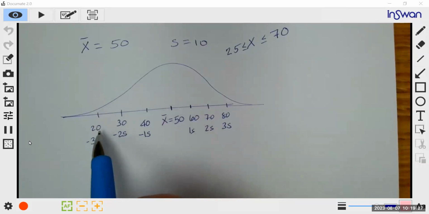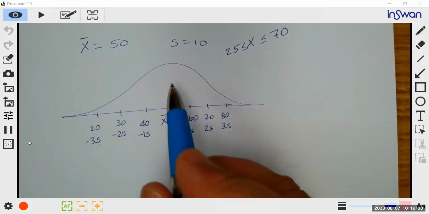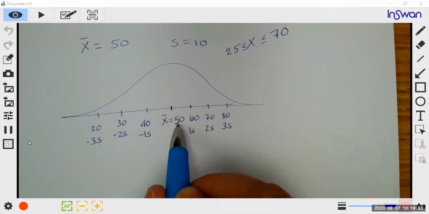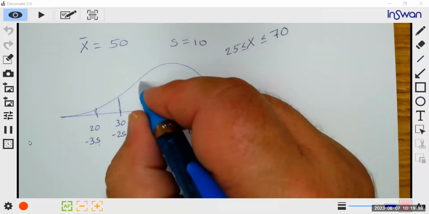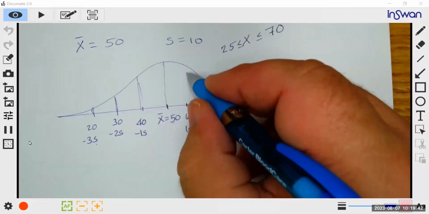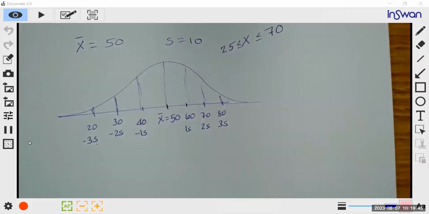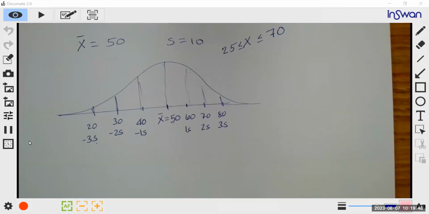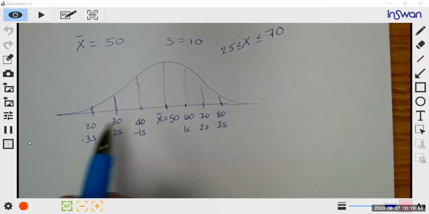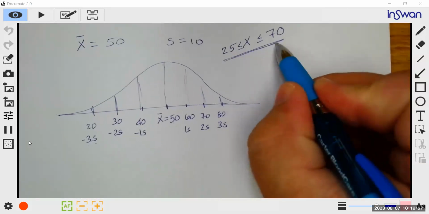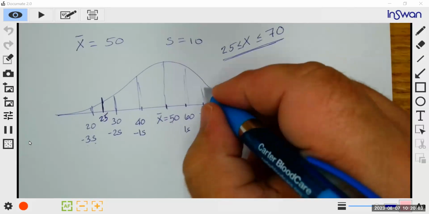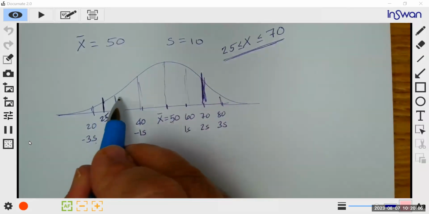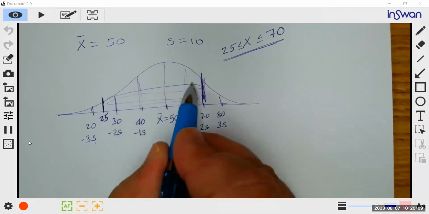But one way you can look at it is this. If I had -3s, s is 10, so -3 times 10 is -30. -30 plus 50 is 20. So that's what it tells us. All right, so that I just set it up. Now I'm looking for this. I want to go from 25 to 70. I want all of the area between these two.